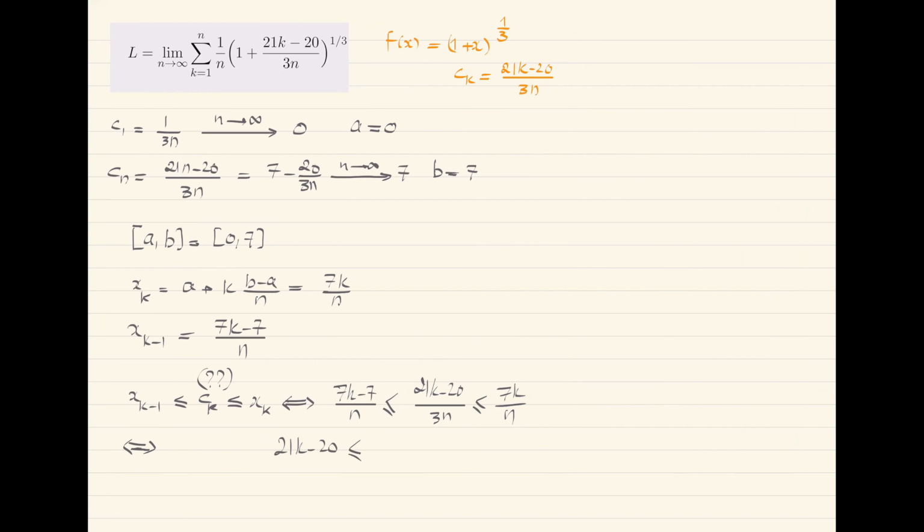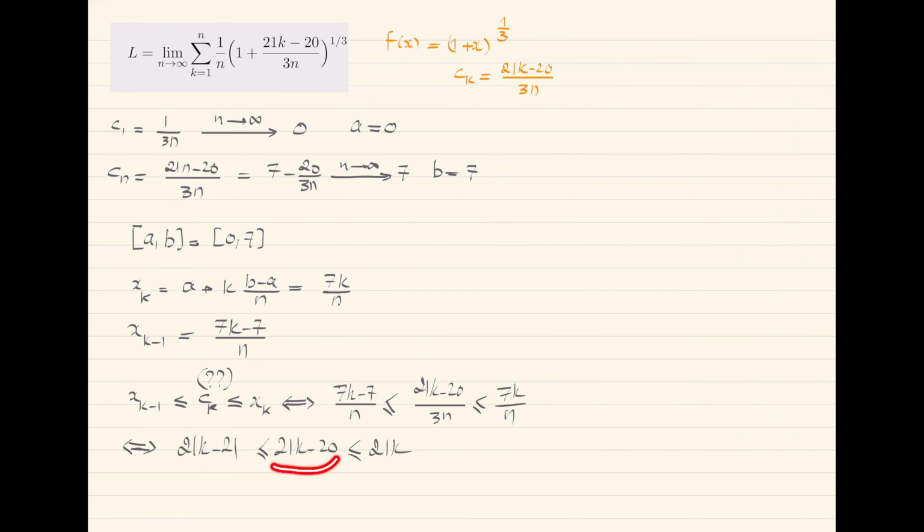If I multiply this by 3n, n and n cancel, so it will be 21k. And if I multiply the left hand side by 3n, n and n cancel, so 3 will be multiplied here. So it becomes 21k minus 21. Is this true? Definitely yes.